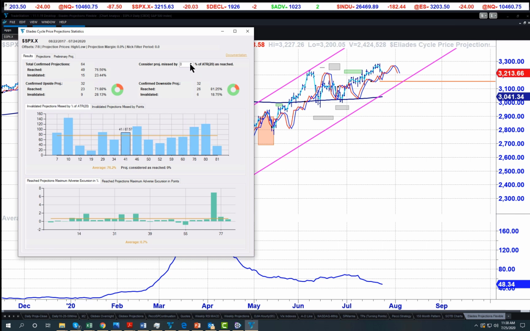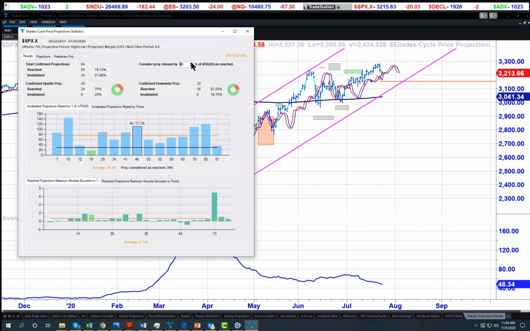So if I go to 10%, this statistic goes from 76.6, well, actually stays the same for 10%. For 20%, it goes up a little bit. And you can see that right here. You see, that only affects one of these invalidated projections, okay? This one would be considered as met because it missed by a little bit here.